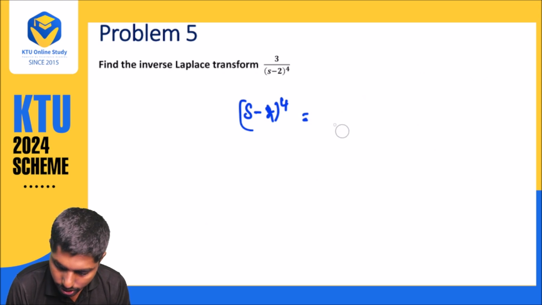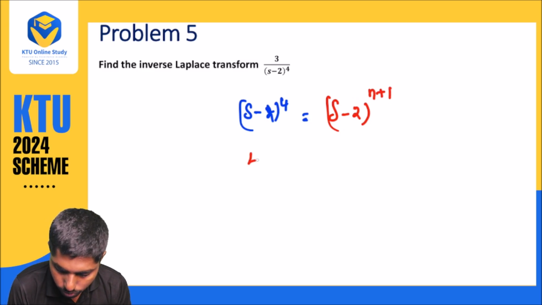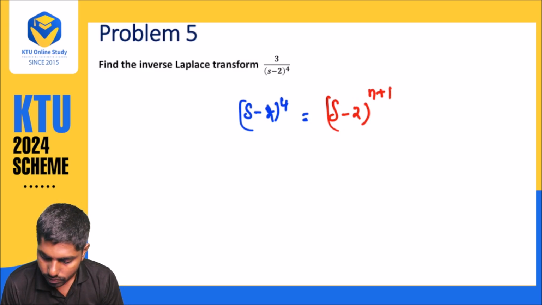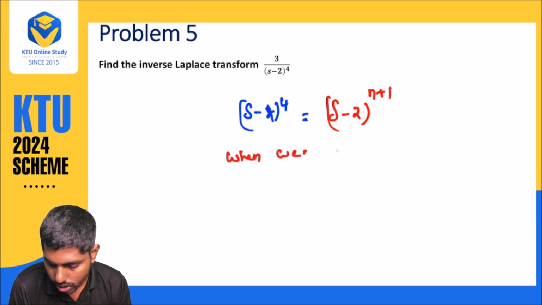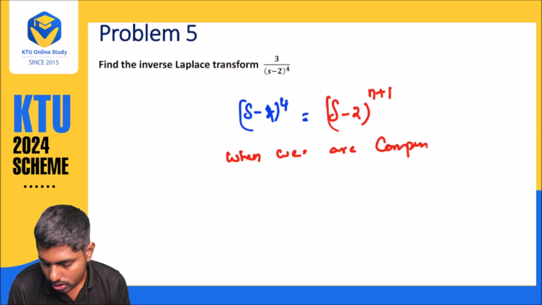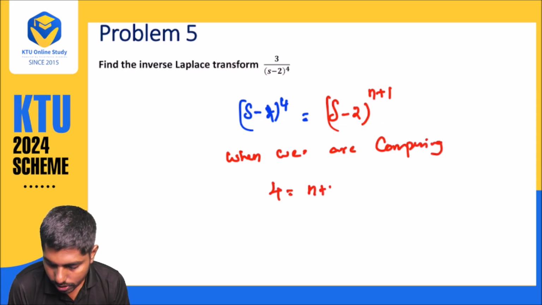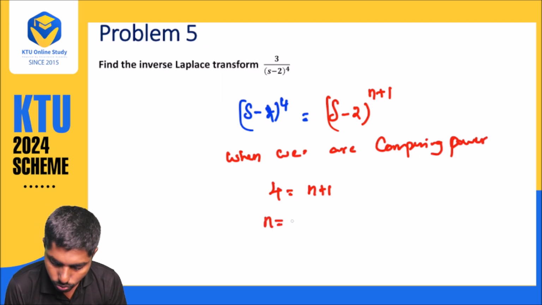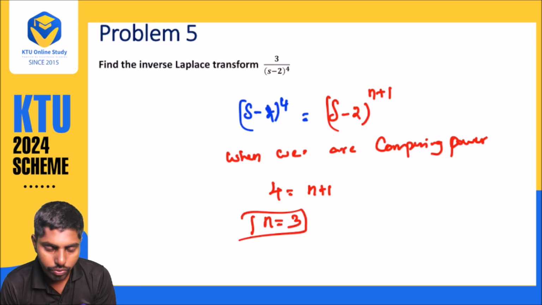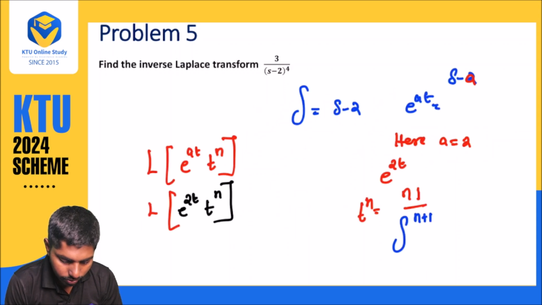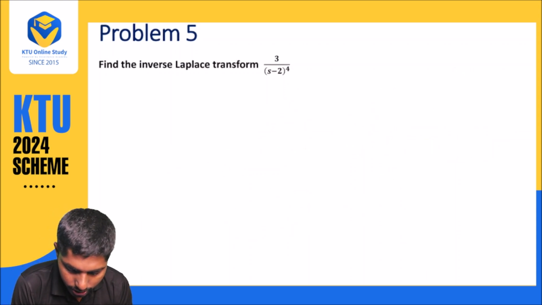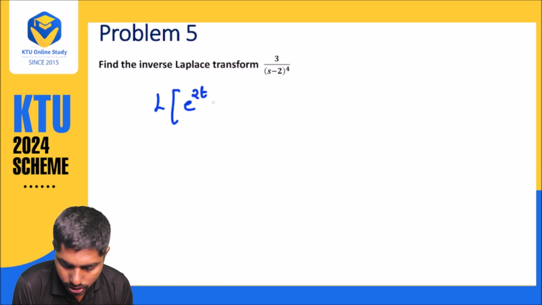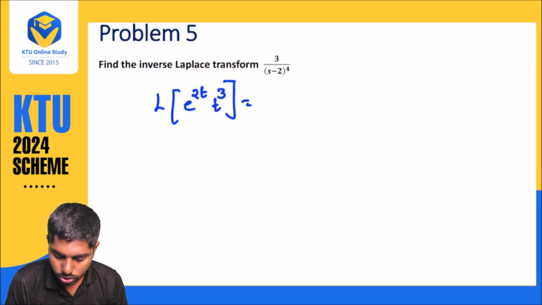Here also we can write it this way: x minus 2 the whole power n plus 1. So what is n? When we are comparing the powers, 4 is equal to n plus 1. So from here, n equal to 3. So we have identified the value of n. The simple method is reverse engineering. So we are getting L of e power 2t into t power 3 is equal to, what is the formula?